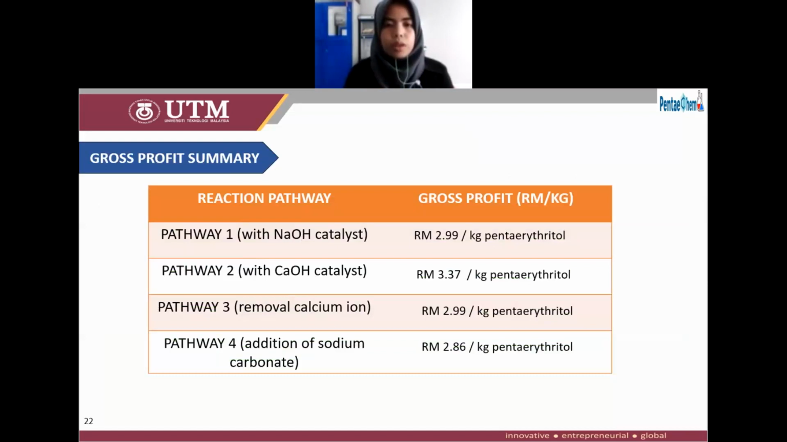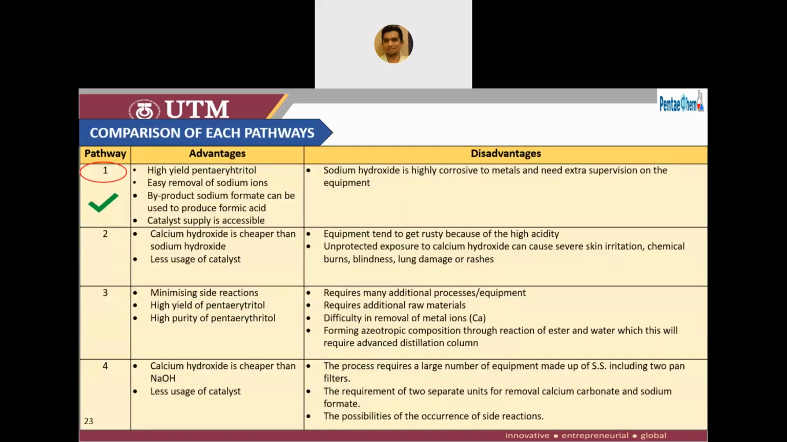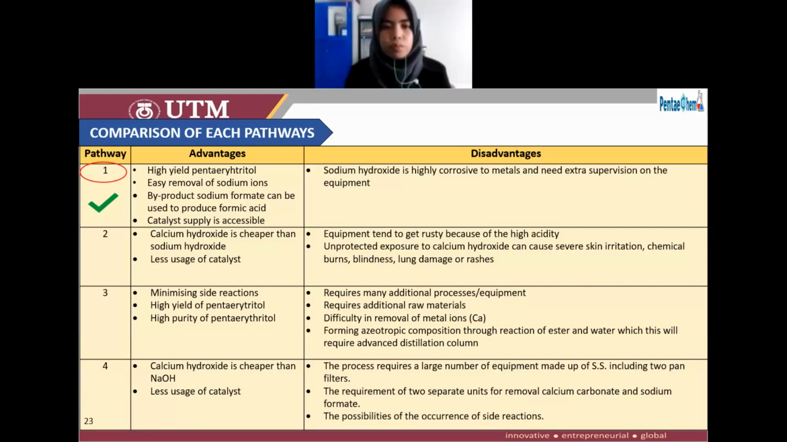And for the gross profit summary, pathway 2 gives the highest gross profit at 3.37 per kg pentaerythritol. In the comparison, pathways 3 and 4 are less favorable because they require many additional processes and equipment, which is very costly. Pathway 2 is less favorable because the calcium hydroxide catalyst is very hard to get. And pathway 1 is most favorable because it is high yield and easy to remove the sodium ion. At the same time, the catalyst supply is very easy to get.